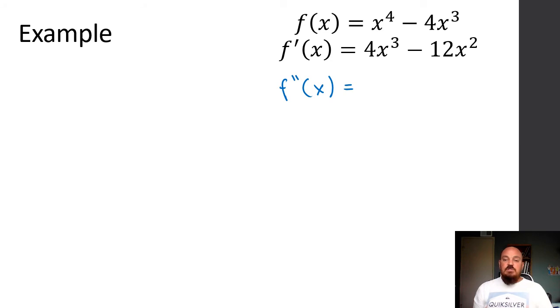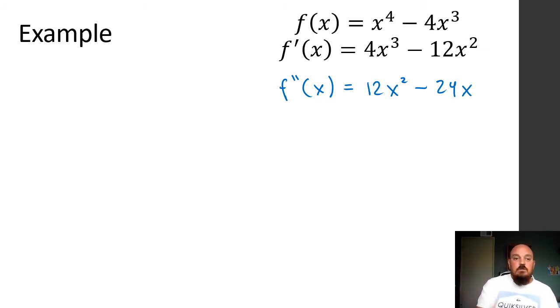Remember, f double prime just means the derivative of the derivative. So I'm going to take the derivative of f prime, and I'm going to do power rule again. So I multiply by 3, I get 12. Lower the power by 1, I get x squared. Minus, multiply by 2, I get 24. Lower the power by 1, I get x to the first power. All right, so my second derivative is 12x squared minus 24x. Let's go ahead and set it equal to 0 and solve.